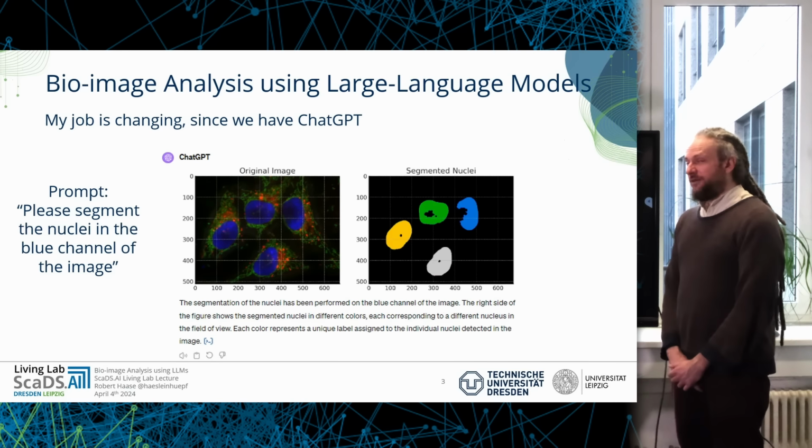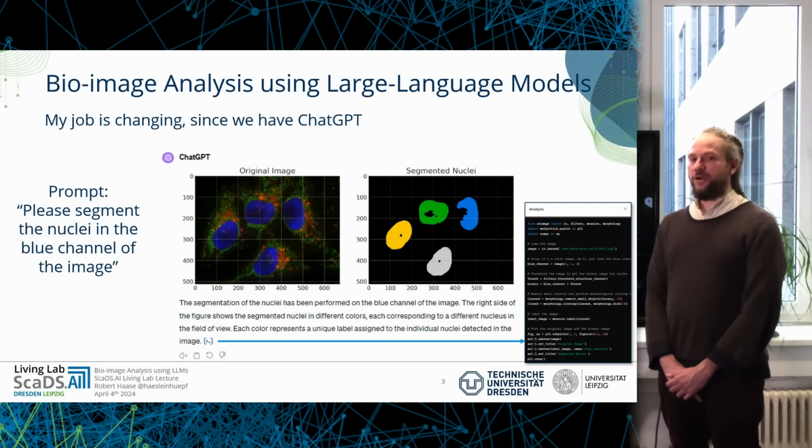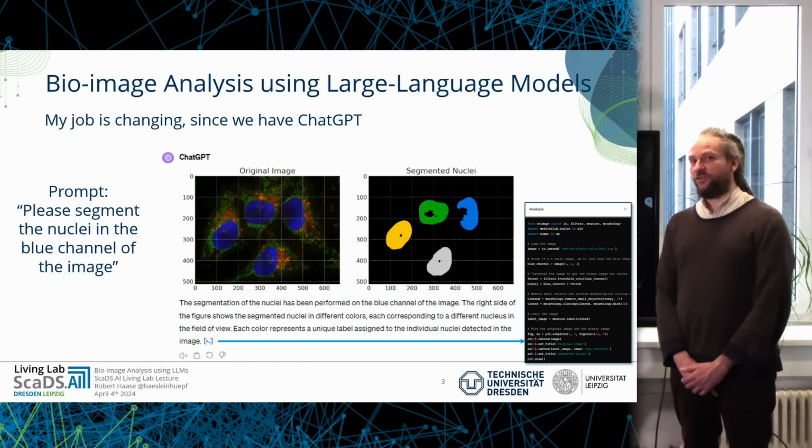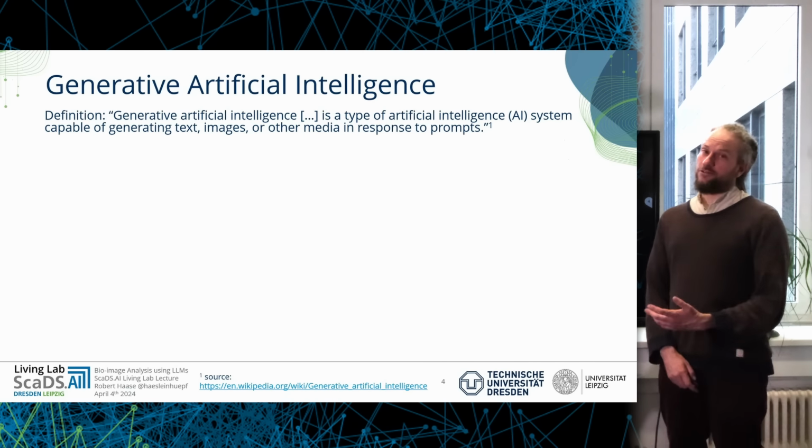ChatGPT can also explain what it's doing. So you see here a little text answer, and there's typically on the bottom also a button where you can see the code which was generated in order to analyze this image. So again, we will dive a little bit deeper into details. But for now, let's have a look at the technology which is around.